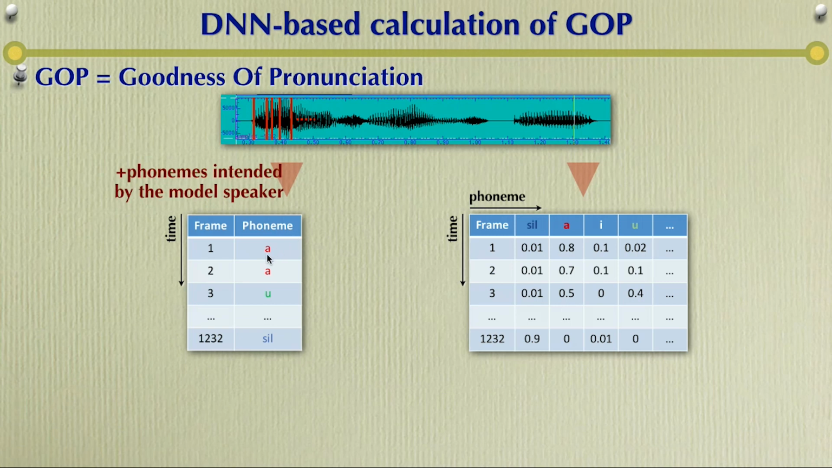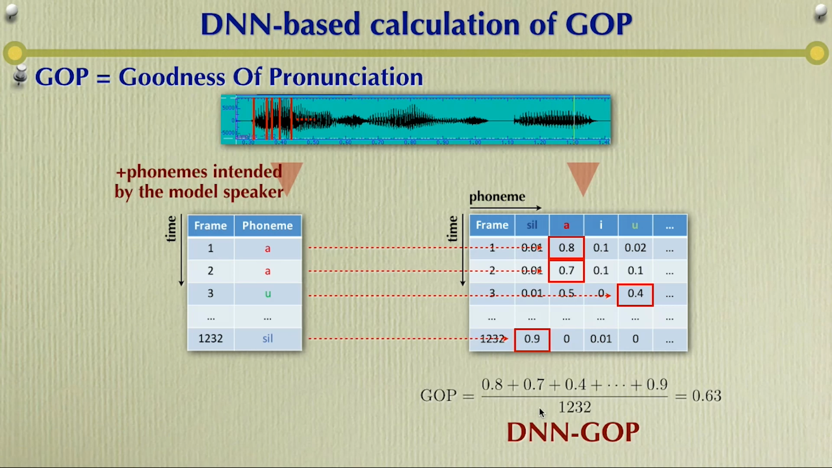So this is what was intended. This is the phonemes intended by the learner. Then we can pick up the intended phoneme scores and average them. So this is the well-known goodness of pronunciation score. The GOP score is made of the phoneme posterior scores. This is the DNN GOP.